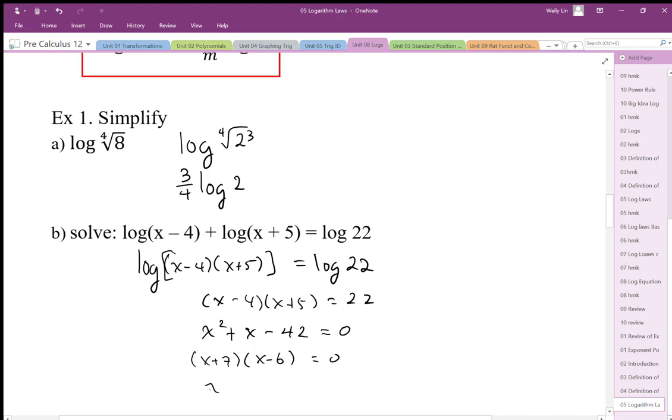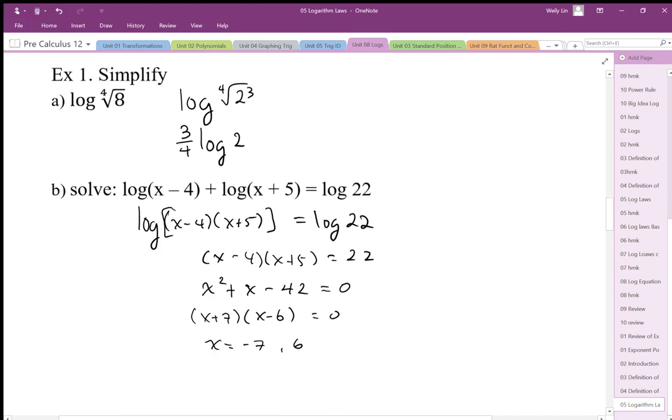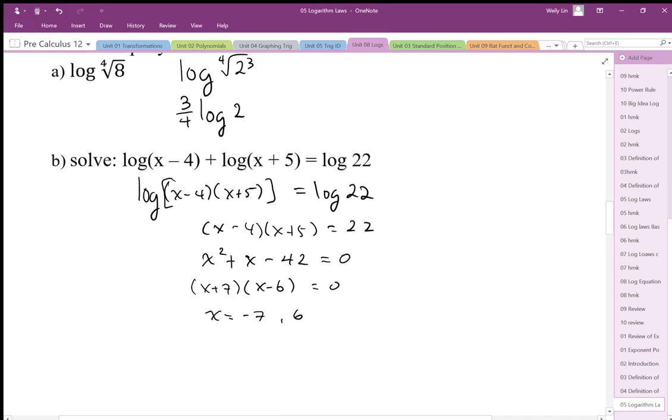So I get 2 answers. X equals -7, x equals +6. Now you would think I'd be done at this point, but I'm not quite, because with logs there are restrictions on logs. Okay, the arguments have to be bigger than 0. Okay, and the bases have to be bigger than 0, not equal to 1.